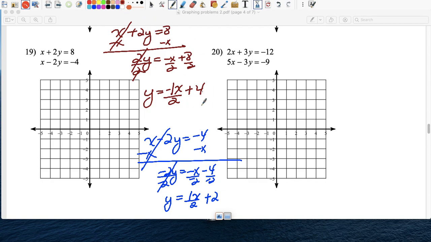Let's start graphing. The first one, the y-intercept is 4. It's a negative slope, right? Change in y, so up and down, you're going to go 1, and then left and right, you've got 2. So I'm going to put that arrow like this, just to remind you of the movement. So up and down is 1, and then right 2. 1 down, right 2, so that's enough points.